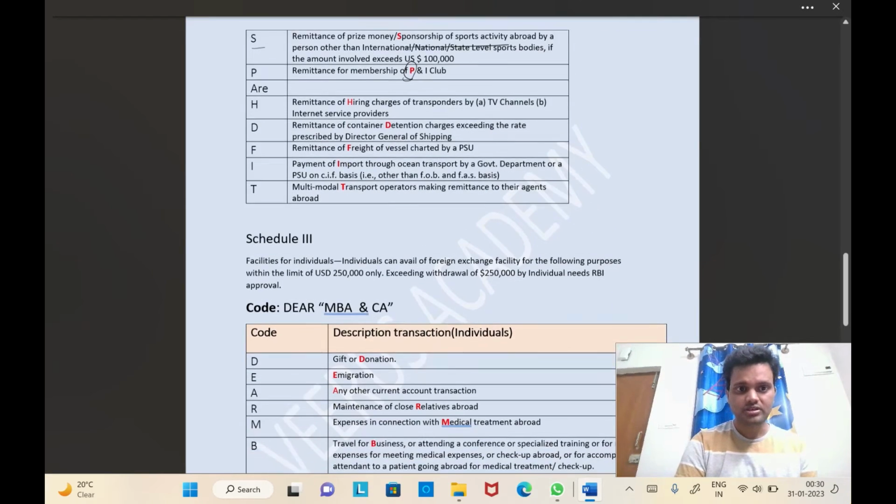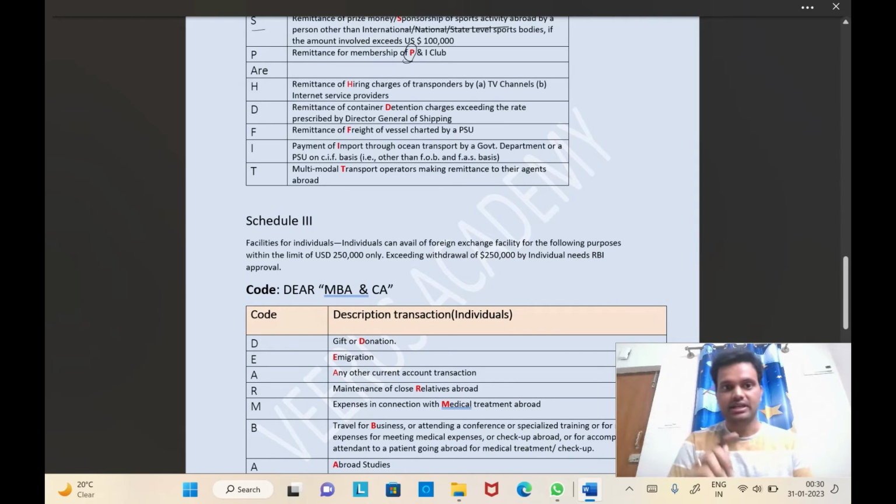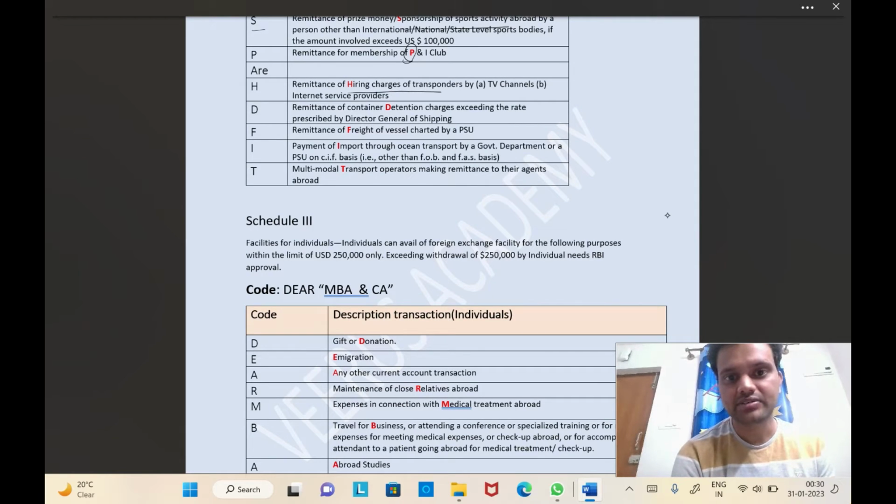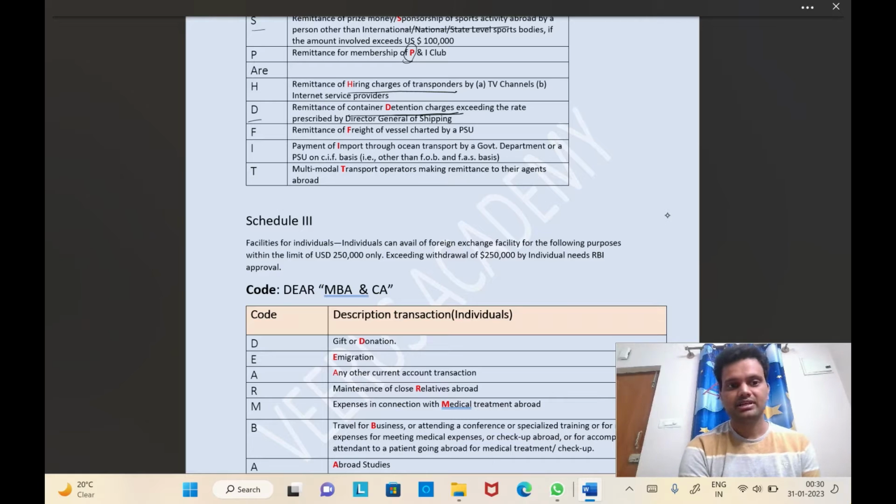Now we'll come to HD, high definition. H means hiring charges of transponders. Hiring charges of transponders. And D means detention charges. Container detention charges. I highlighted D here. Container detention charges.